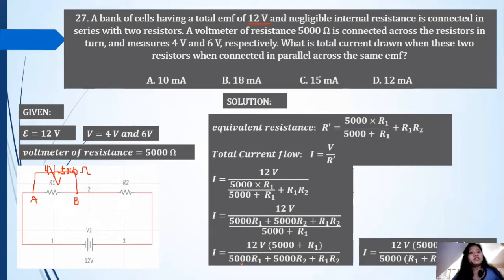And then we can factor it out. This side is factorable: 5,000 times R1 plus R2. So this is the equation for our total current flow.